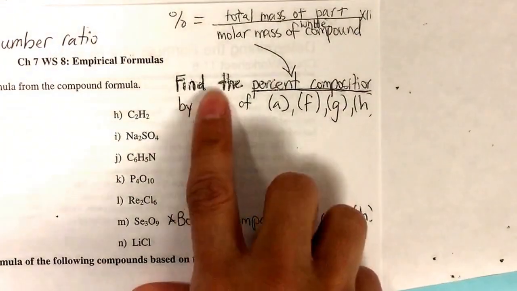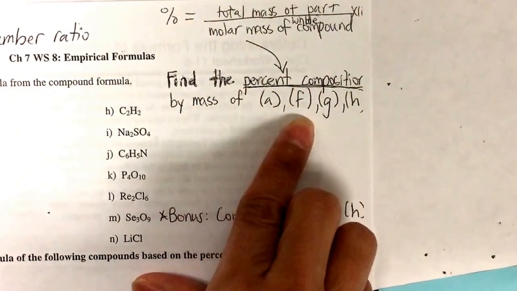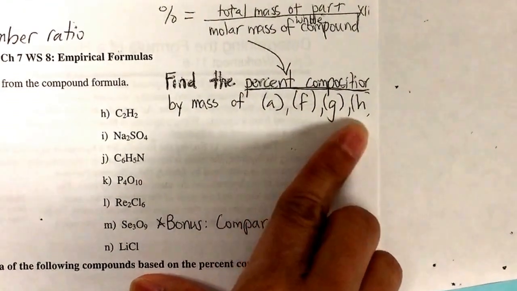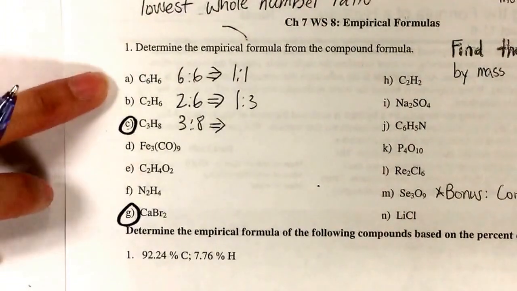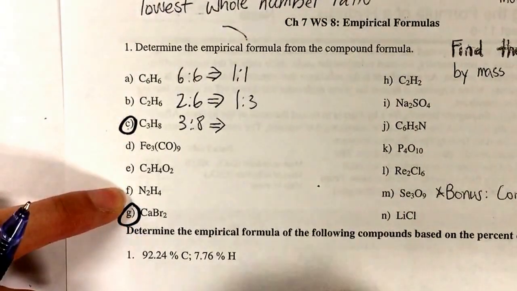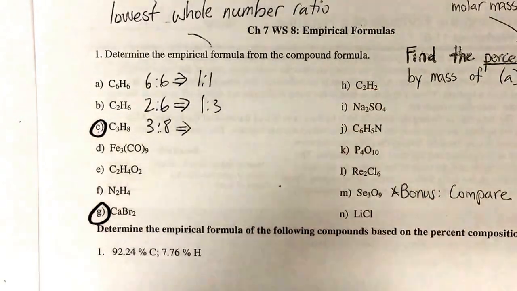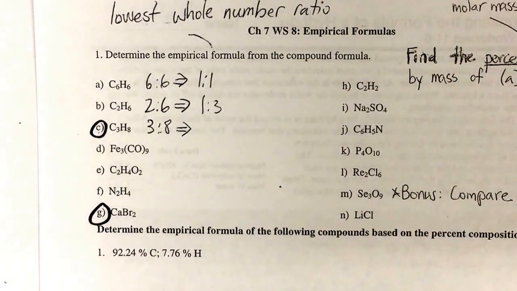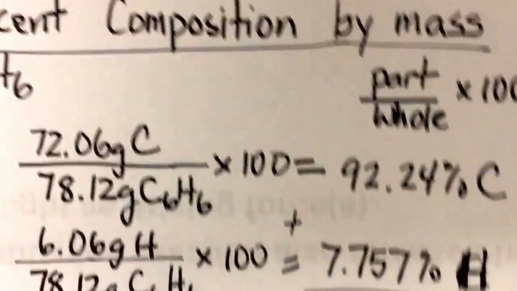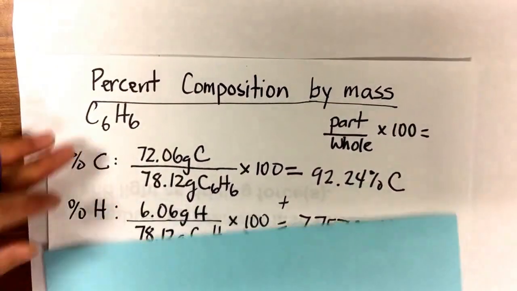In these problems, it says to find the percent composition by mass of A, F, G, and H. So it's compounds A, F, G, and H. Those are the 4 compounds you want to find the percent composition for, and I'll show you how to do that. To find the percent composition, we zoom back out.